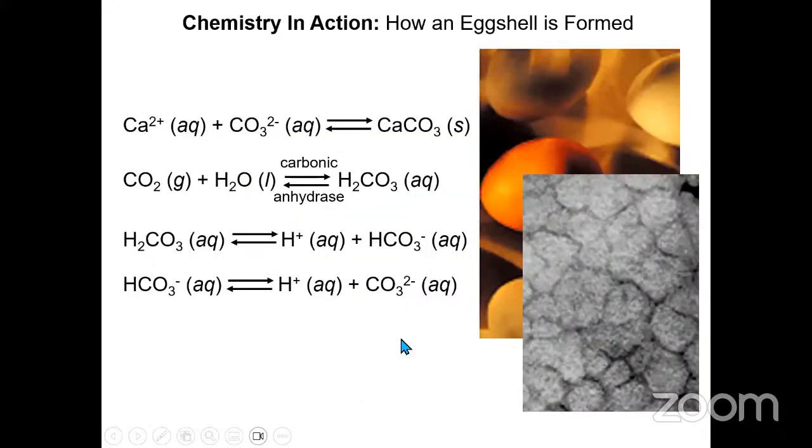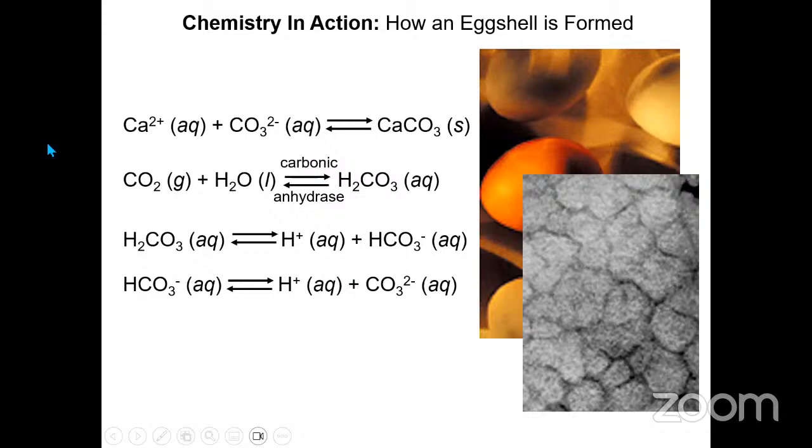And this is just talking about some of these reactions in biological systems, how an eggshell is formed. Eggshell is basically calcium carbonate formed as a result of calcium and carbonate coming together to form that solid. Now, there's an enzyme known as carbonic anhydrase, which basically takes the carbon dioxide and water from the atmosphere to form carbonic acid. And then carbonic acid will undergo 2 dissociations to form the carbonate.